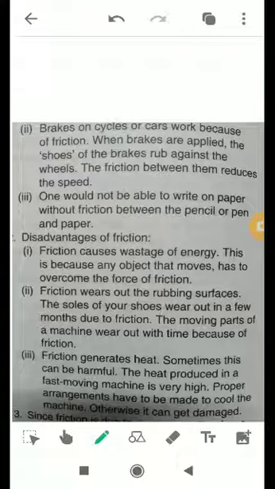Okay. The next question, number 2. Explain with examples the disadvantages of friction. Answer number 2. Disadvantages of friction.